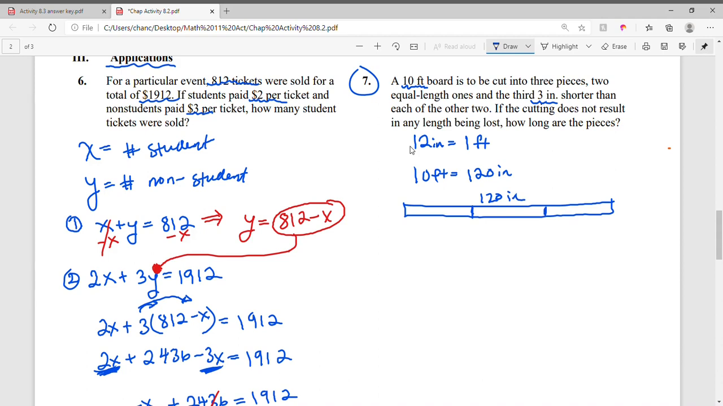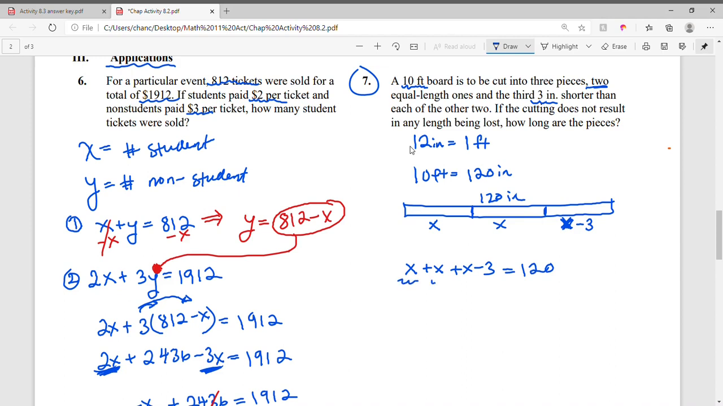The first piece has to be equal to the second piece. So let's call this x, and this second piece x. The third piece has to be 3 inches shorter. So let's call this x minus 3 because it's 3 inches shorter in length. Now let's come up with an equation. I know x plus x plus x minus 3 has to be equal to 120 inches.